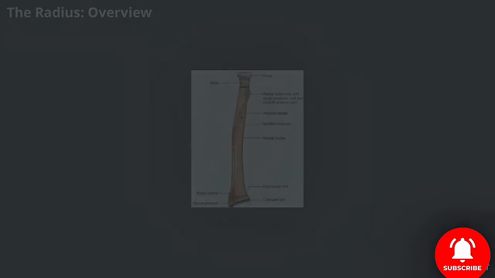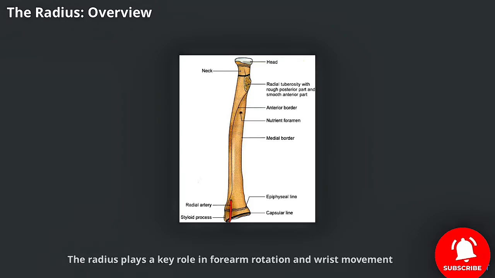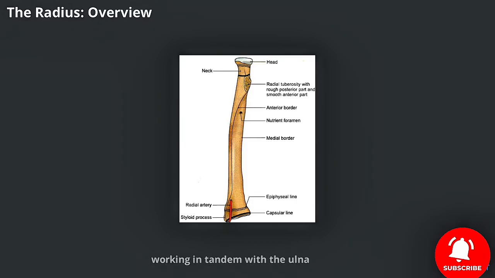The radius is the lateral bone of the forearm, homologous with the tibia of the lower limb. It has an upper end with a disc-shaped head, a shaft, and a lower end with a styloid process. The radius plays a key role in forearm rotation and wrist movement, working in tandem with the ulna. Determine the side of a radius.